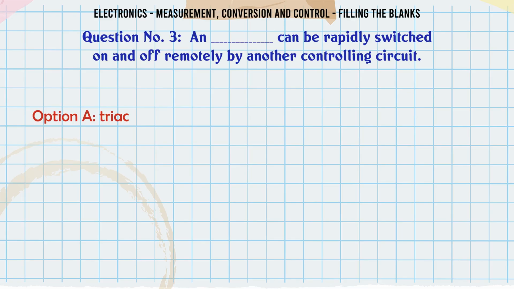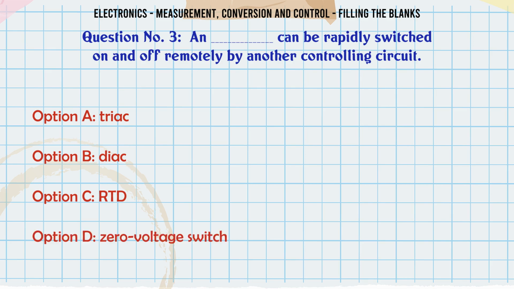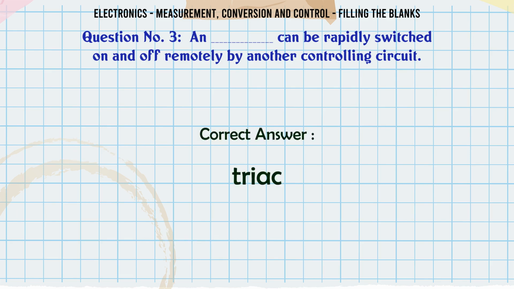A device that can be rapidly switched on and off remotely by another controlling circuit is a: A. Triac, B. Diac, C. RTD, D. Zero voltage switch. The correct answer is triac.